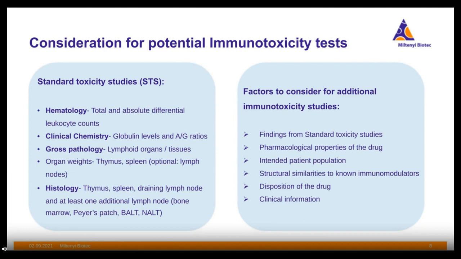Then there is the intended patient population. As I mentioned earlier, patients suffering from immunocompromising disease will more likely show adverse effects, so such a population also needs to be considered. Structural similarities with other known immunomodulators also are an indication for additional immunotoxicity study consideration. Moreover, disposition of the drug as well as clinical information can support the fact that additional immunotoxicity studies are needed.